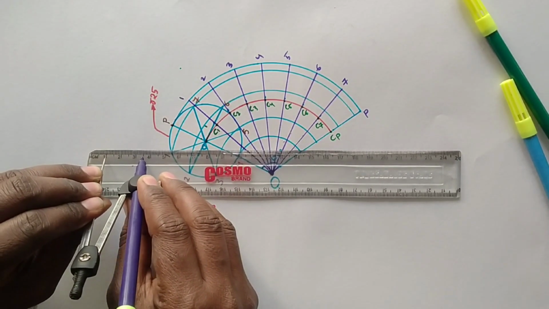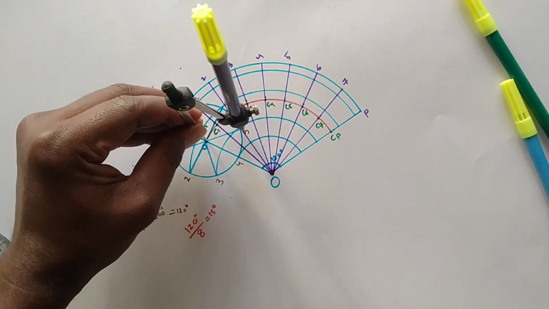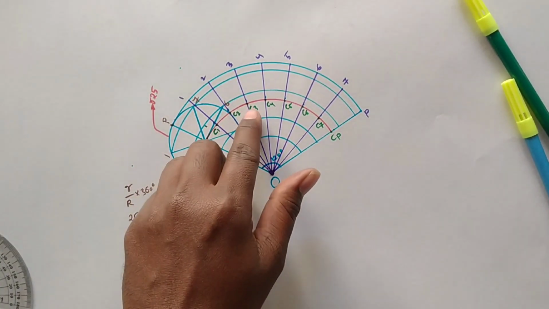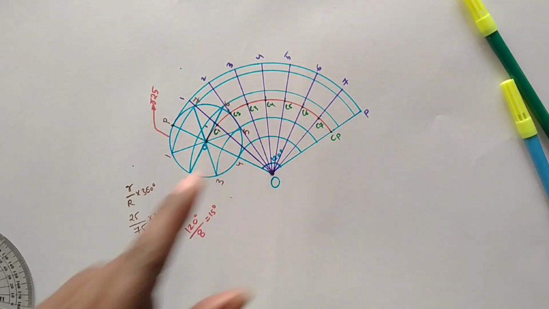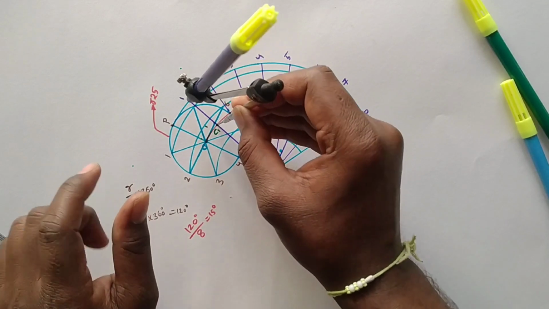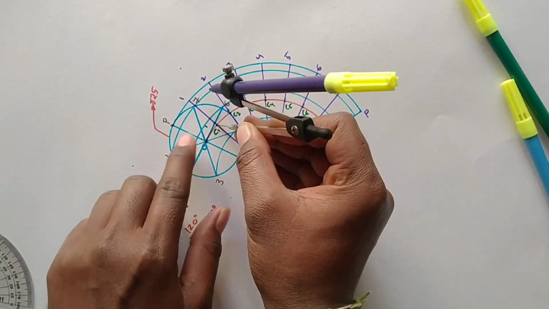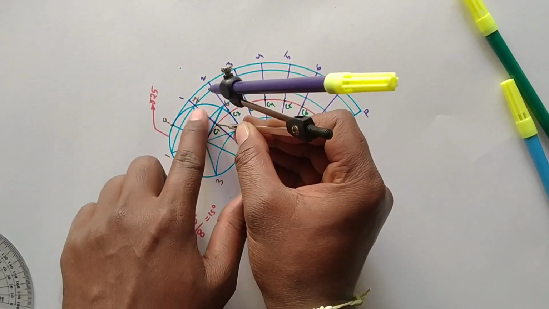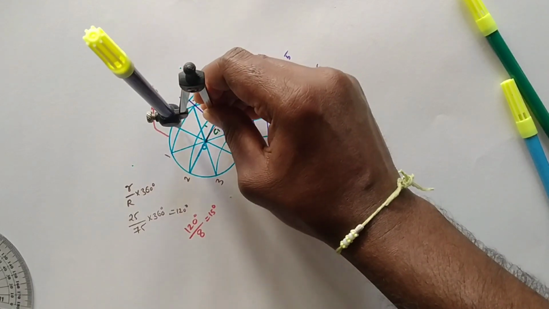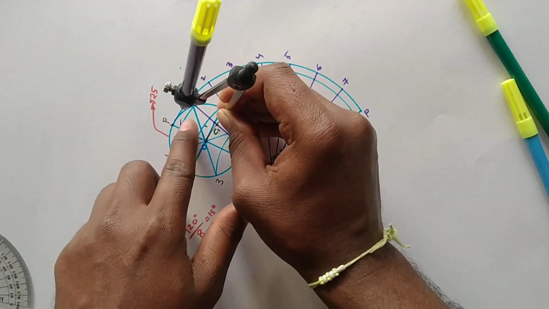Measure 25 mm, which is equal to the rolling circle radius. Next, we have centers C1, C2, C3, C4, C5, C6 up to C8. Next, put your compass at C1 as the center. This curve is the one passing through 1 and 7. With the help of your compass, cut this curve.